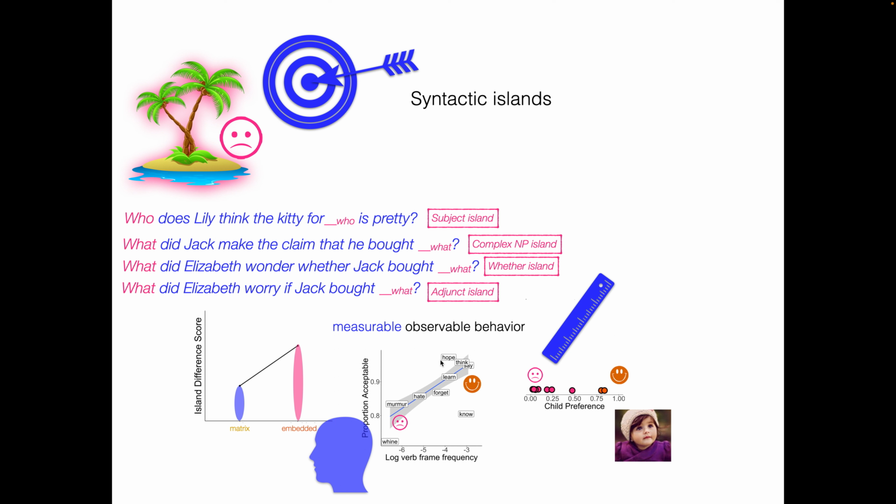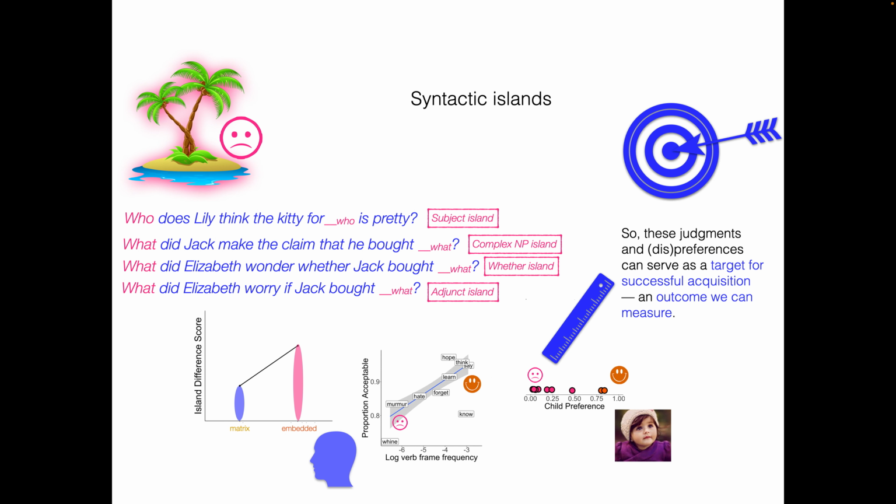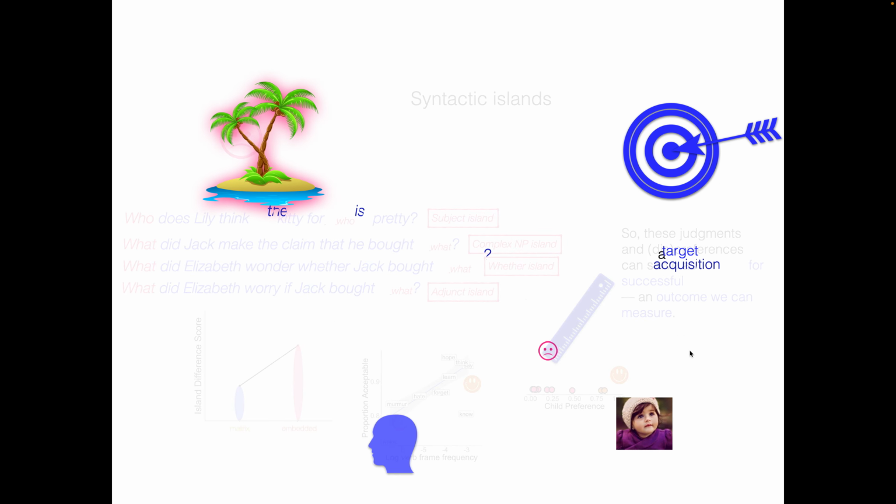You're able to generate the observable behavior that signals knowledge of syntactic islands. So that's the target, right? These judgments and dispreferences are serving as our target. They're an outcome we can measure and measure against.